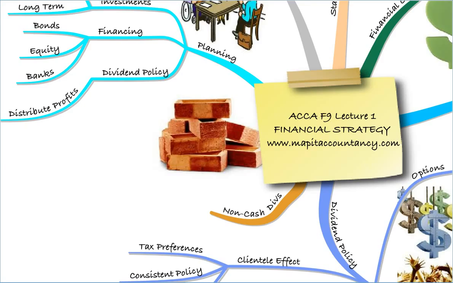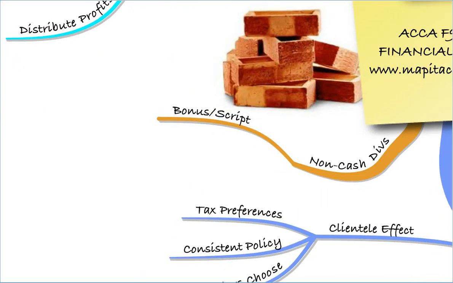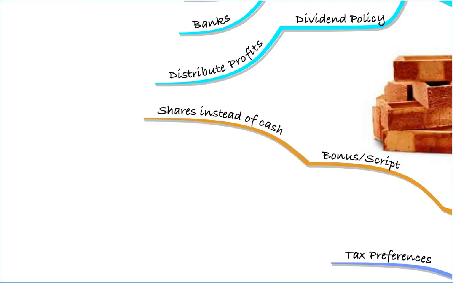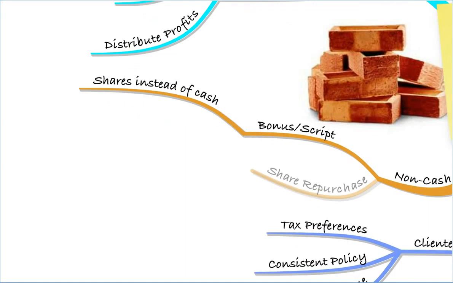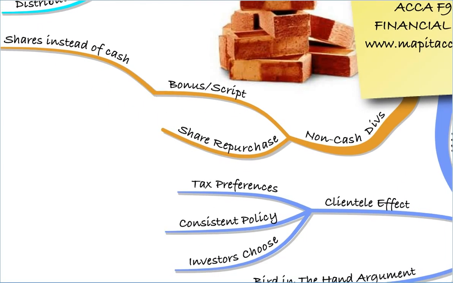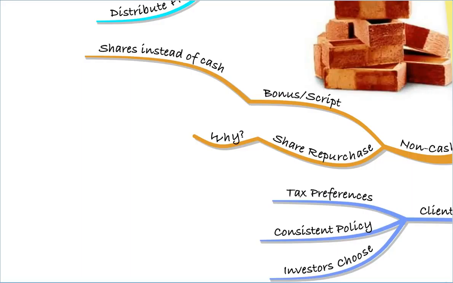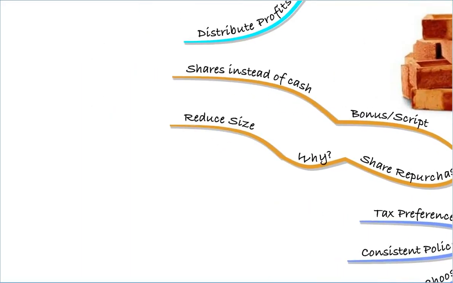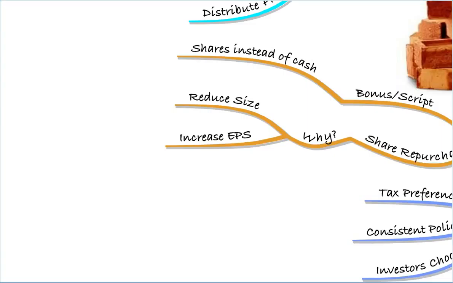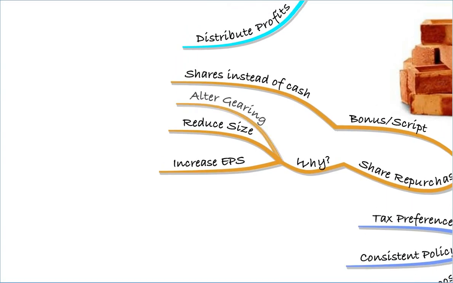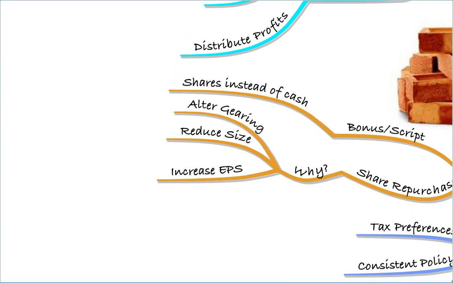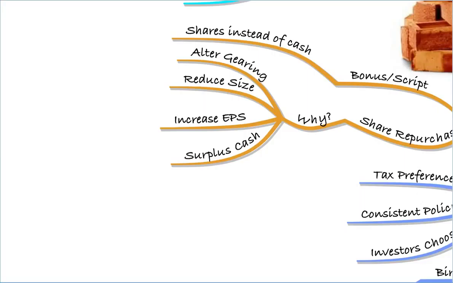The last thing we talked about in our first lecture was non-cash dividends. Remember, the first of these was a bonus or a scrip issue, and that was simply getting shares instead of cash. You maybe do that if you're a new business and you don't have the cash to distribute. A share repurchase, well, this is where you simply repurchase your own shares as a business. You might do that to reduce your size, or maybe to increase your EPS through having less shares to distribute your profit across. You may want to alter your gearing ratio, or indeed you may simply have surplus cash.